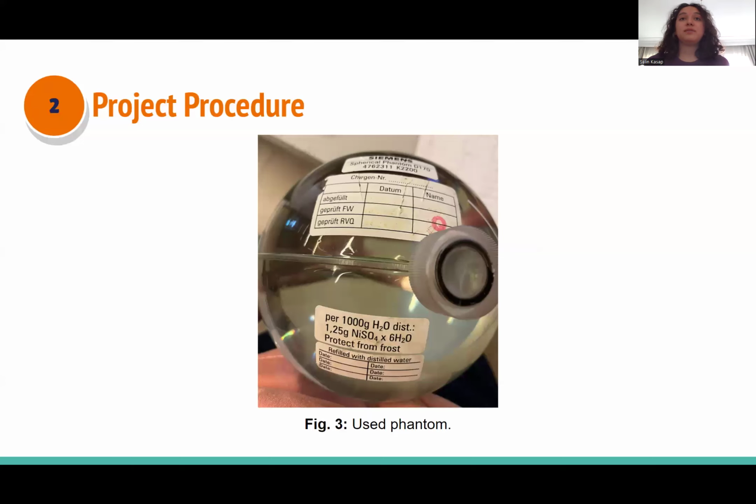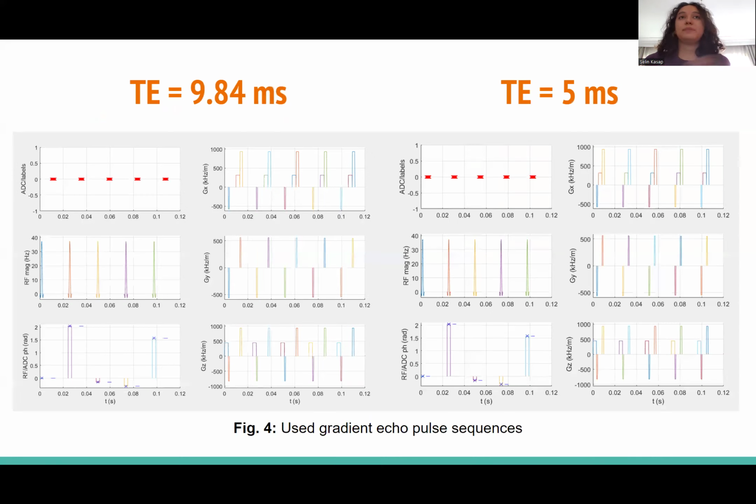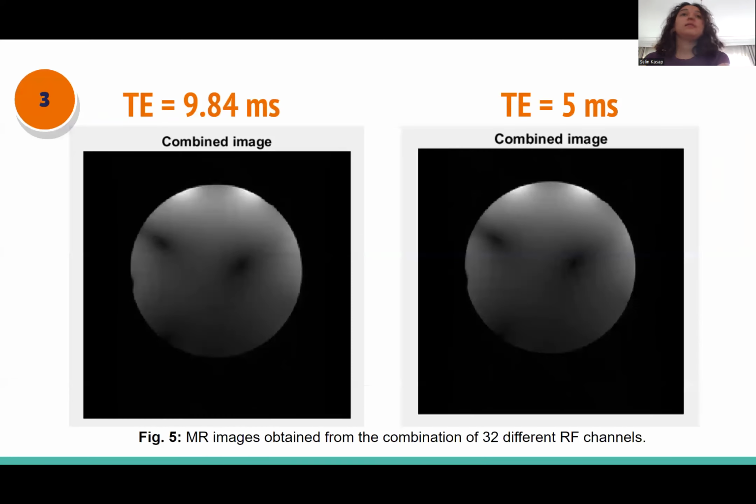For my project, I used this phantom that contains only distilled water. I didn't use any other complex phantoms because I knew the gyromagnetic ratio for hydrogen atoms. I used gradient echo pulse sequences for two different echo times. One is 9.84 milliseconds and the other is 5 milliseconds. And after I used the MR machine and extracted raw data, I used MapVBVD to process these data.